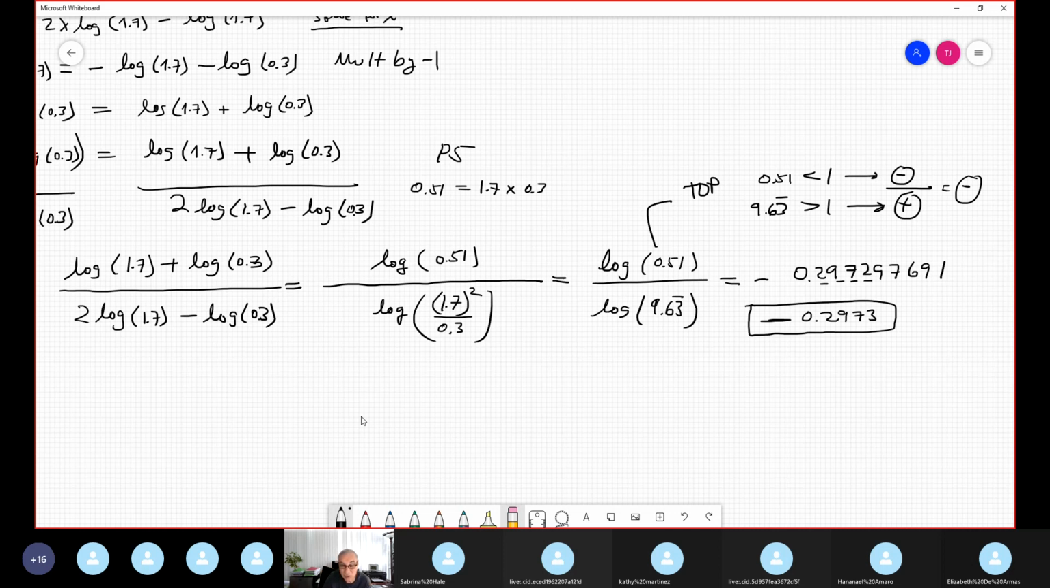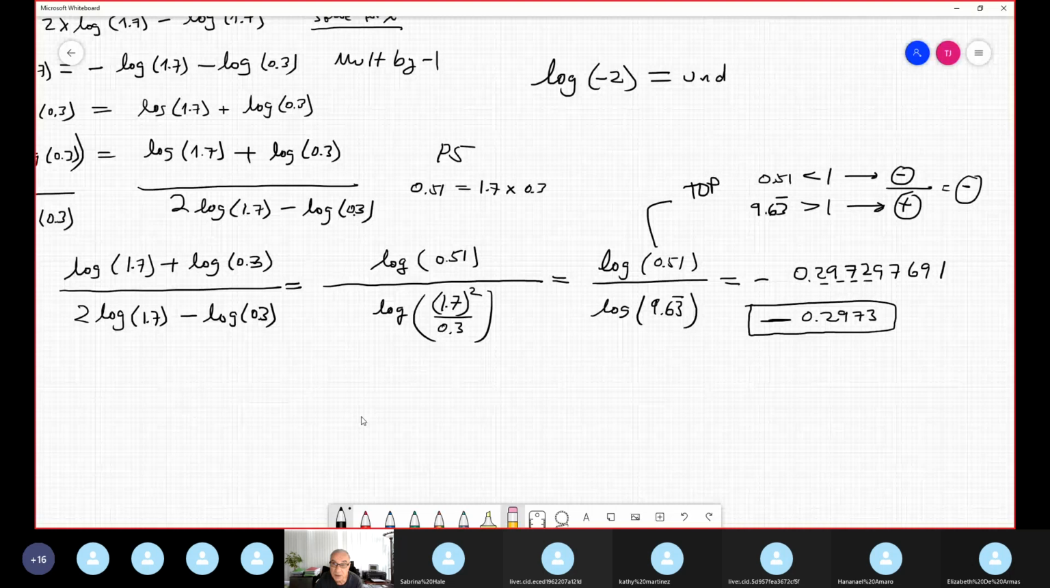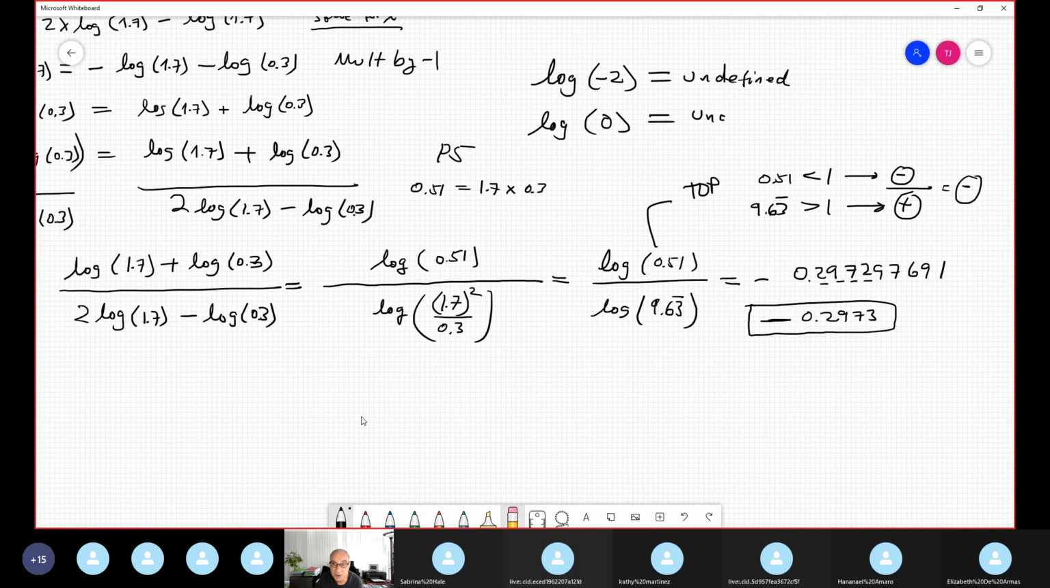Be careful, guys. In this case we're using a standard base, which is 10 or e, both numbers greater than 1. When you put a number less than 1 inside the argument of the logarithm, the answer the logarithm offers is negative. If it's greater than 1, it's positive, of course. And remember, logarithms do not accept negative numbers or 0. This is completely out of the domain. Logarithm of negative 2 is undefined. If you want to try, put it in the calculator, and immediately the calculator says this is impossible.